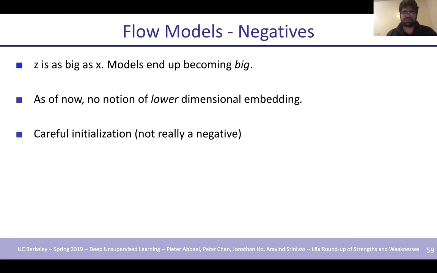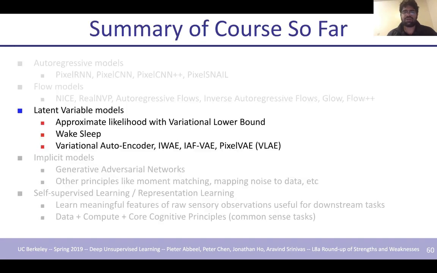So the negative of flow models is you expect to have the same dimension at every layer, every stack of the flow, and so it's unlikely to scale if your data is getting bigger and higher dimensional. And unless you innovate on how to do dimensionality reduction with flows, it's unlikely to be useful. And you really need to carefully initialize and use things like ActNorm for good numbers. So that's another negative, because it may not be directly usable for another modality or another data set or another kind of architecture.